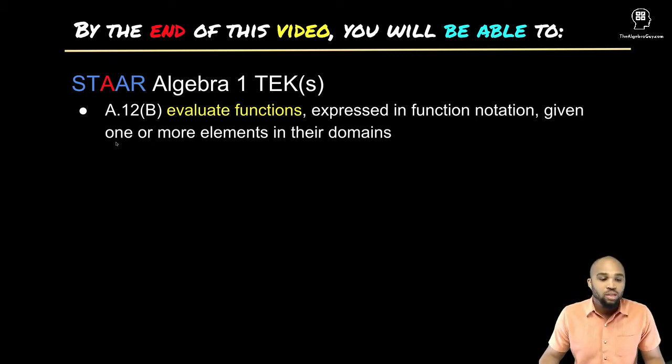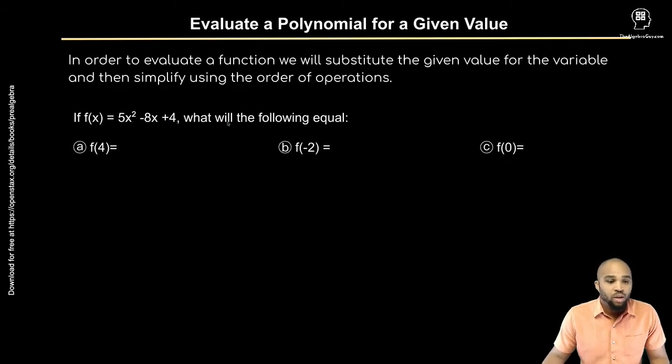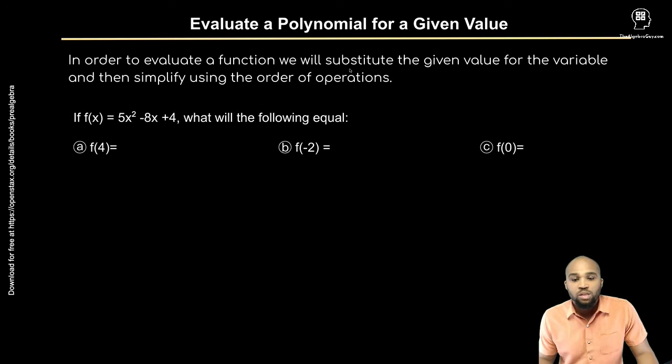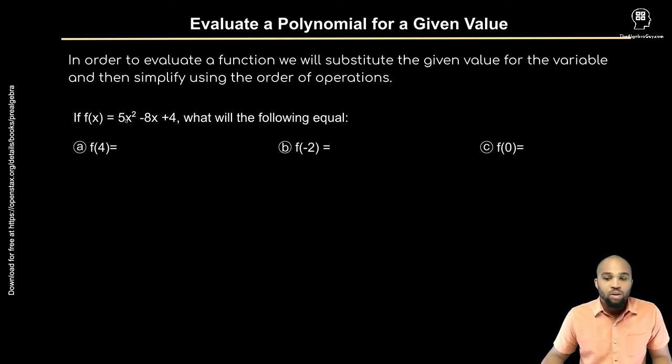Expressing function notation given one or more elements in the domain. So what does all that mean? What does it look like? It's pretty simple. Sometimes the notation can throw some students off. So let's look at some example problems. In order to evaluate a function, we'll substitute the given value for the variable and simplify using the order of operations. So let's look at this first problem.